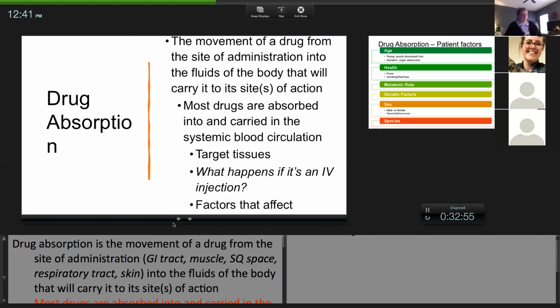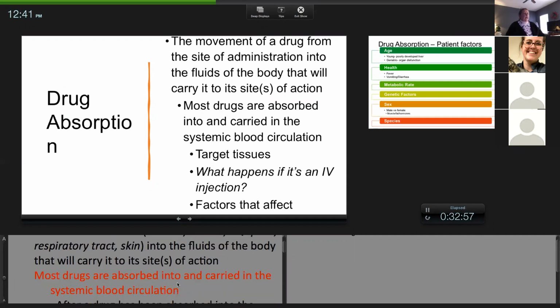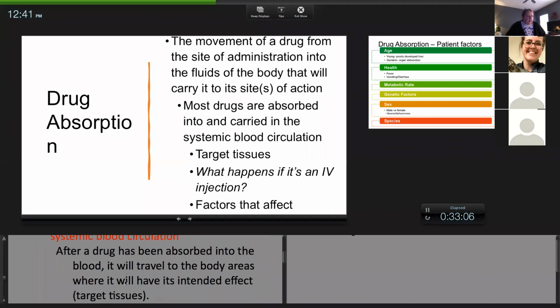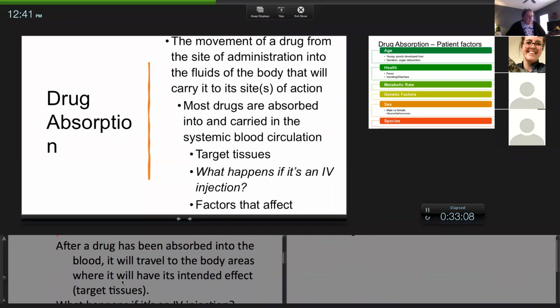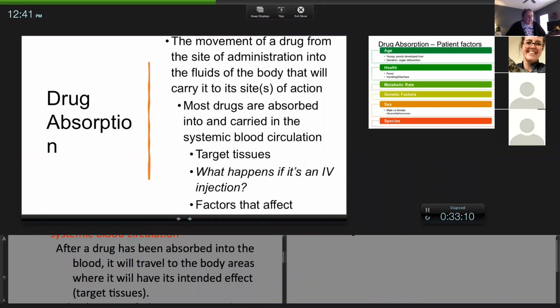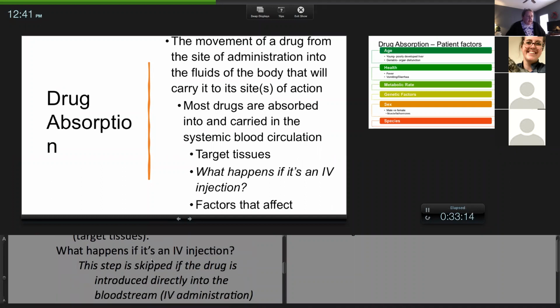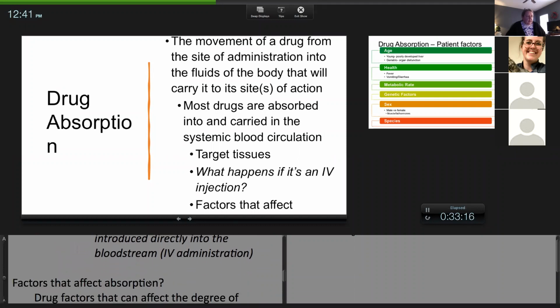Now, again, if you give something in an IV injection, it's going directly into the blood. It's going to have a direct effect. Once it's in the blood, it goes to the target tissues. If it's an IV injection, it's going right into the blood. It gets to skip all those different steps.